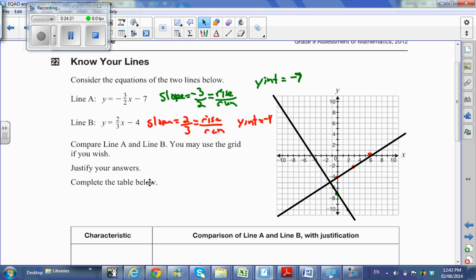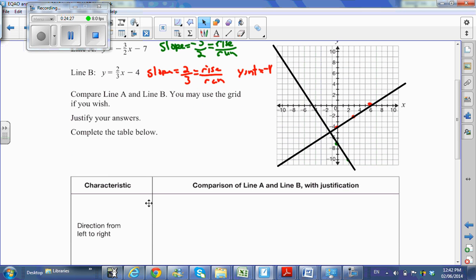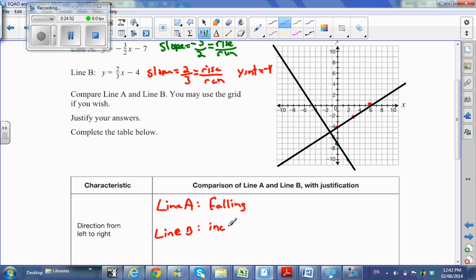Okay. So compare your lines. So now they were kind of nice to us. They kind of talked about the direction. Okay. So the first one, line A, going from left to right. What do you notice about the line A going from left to right? It's dropping down. It's falling. Line B, oops, line B is increasing. So I could have said maybe increasing or decreasing for the first one. We also may have mentioned the word constant in there.